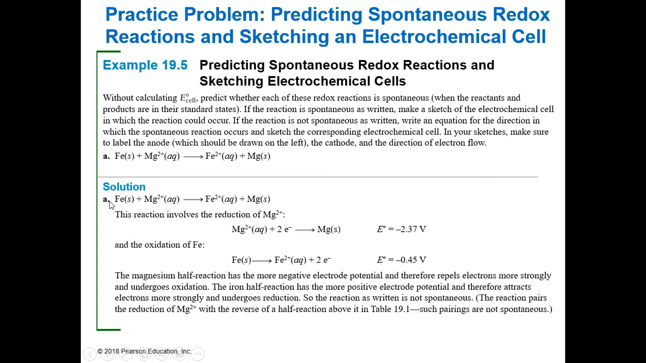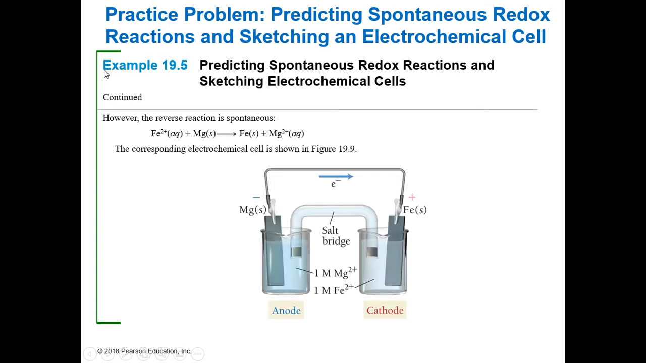So that means if going this direction is not spontaneous, how could we make it spontaneous? Well, we could flip it around, right? We could write our iron going from iron 2 plus to 0. So it ends up gaining 2 electrons. So it is the one that is reduced. And now our magnesium is the one that is oxidized. This would be a spontaneous reaction.